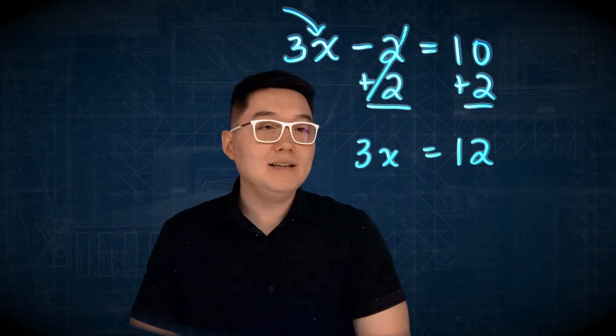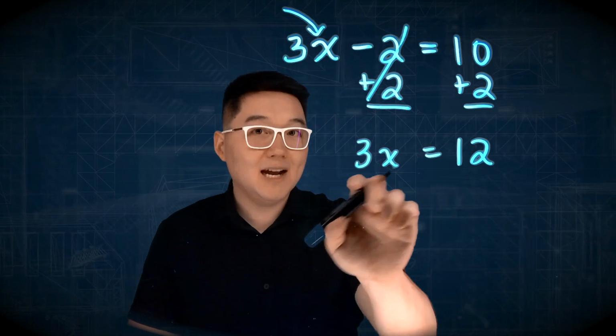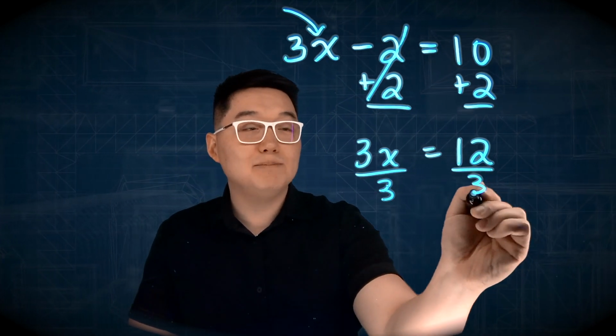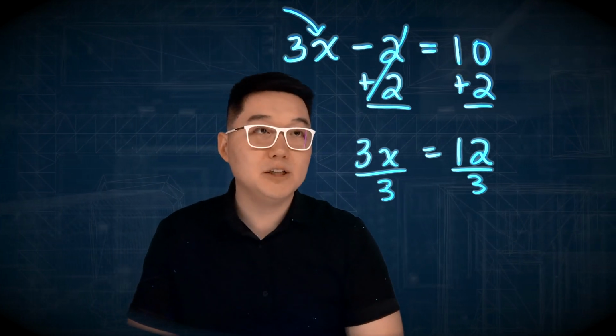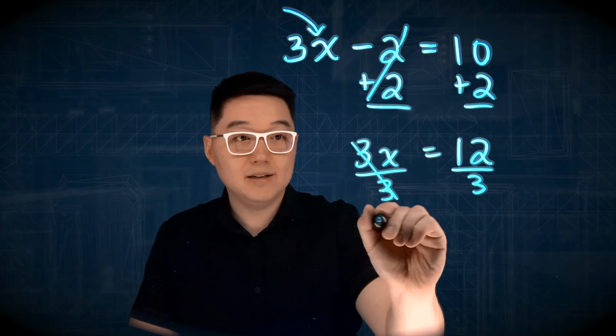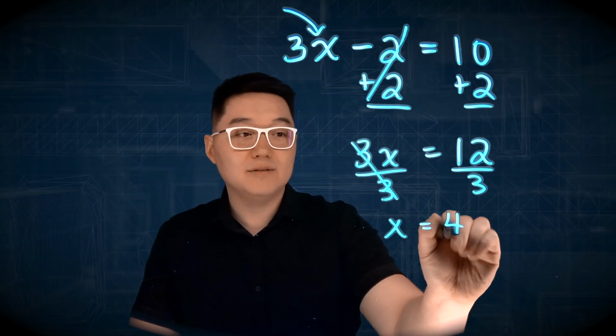Now, what's the opposite of multiplying by 3? The opposite of multiplying by 3 is to divide by 3. And again, we have to do that to both sides of the equal sign to make sure the equation is balanced. So 3 divided by 3 is now 1, and 12 divided by 3 is in fact 4.